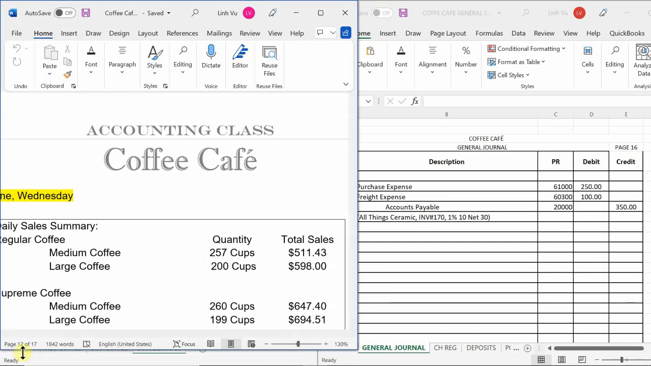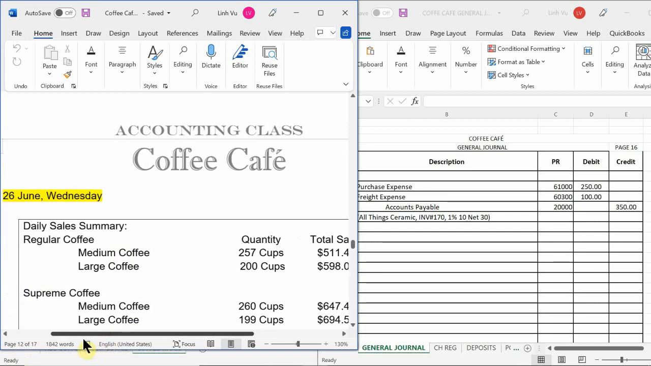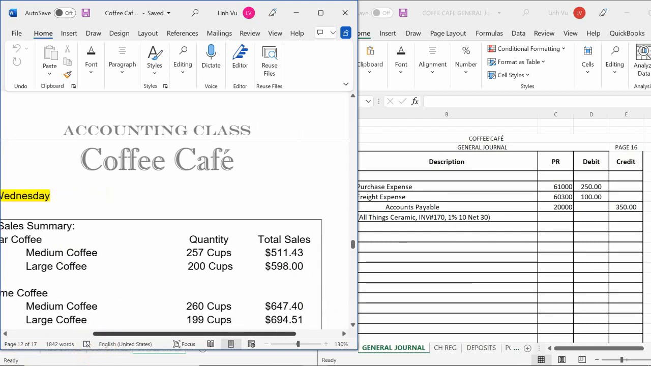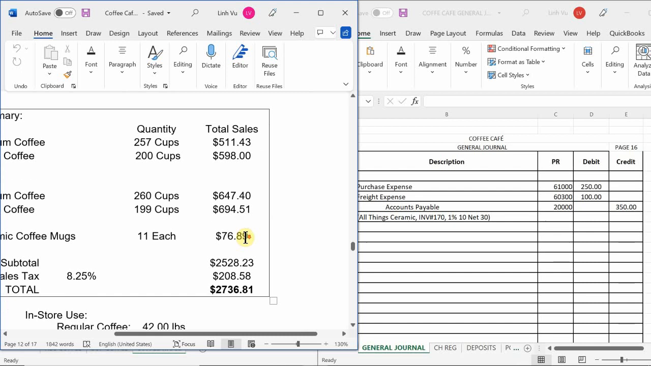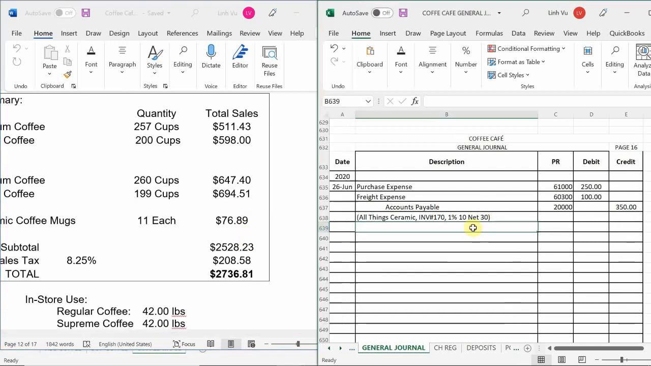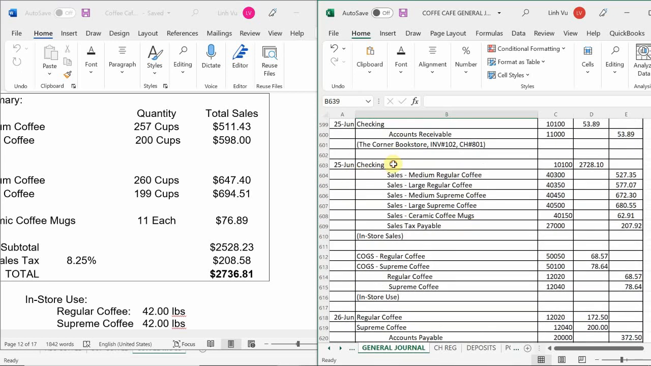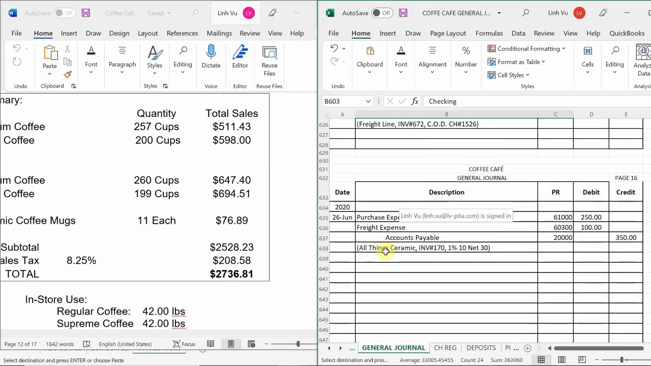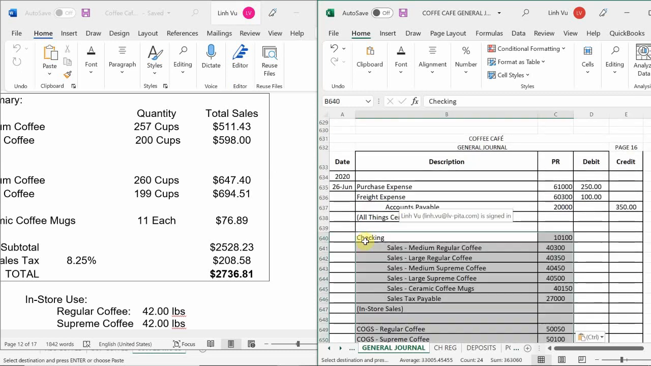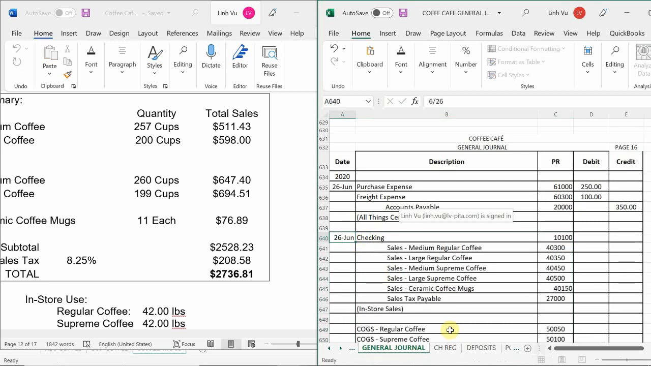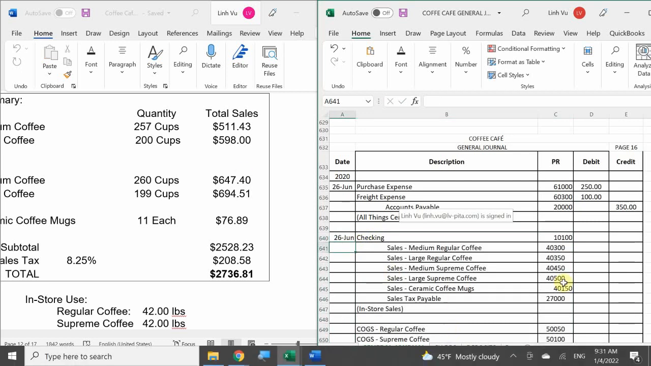So then on the 26th, we have more daily sales. Not much activity going on right now except for just our daily sales. Okay.